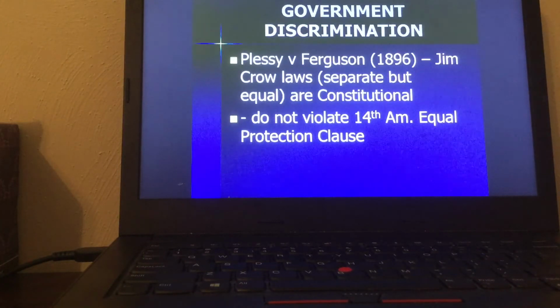And he said, under the 14th Amendment, Equal Protection Clause, I'm not being treated equally. I have to ride this train car, and the other, white citizens get to ride the other one. And these types of laws, these segregation laws, were called Jim Crow laws. And the question in that case was, well, can states do this? Can they treat different races differently?